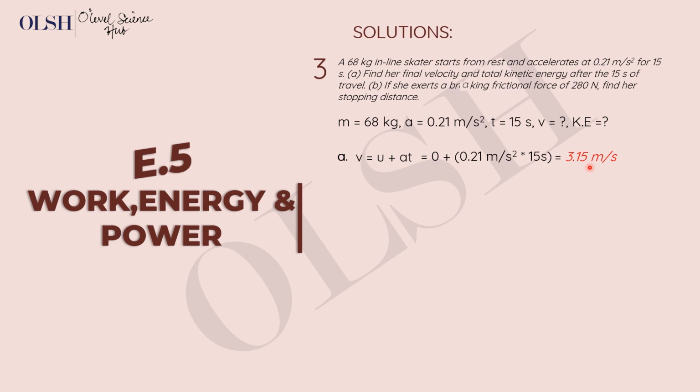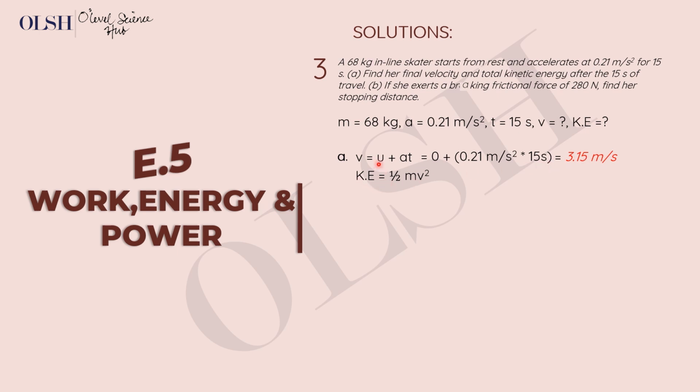So we are also asked to find her kinetic energy. Of course, we know kinetic energy is half mv squared. All right, we have her mass. Now we have her velocity. Okay, so we can use that to find her kinetic energy after 15 seconds. So we're using 3.15 as our velocity because that's her velocity after 15 seconds.